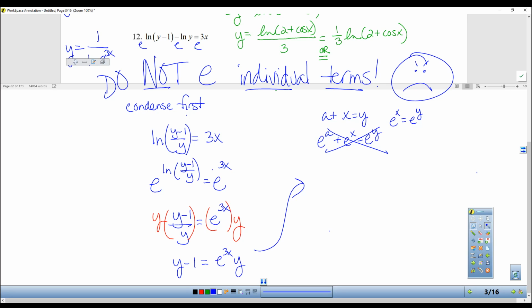Now I'm going to get all the y terms on the same side. Remember, we did this with implicit differentiation, and then we factored out the y. Is this coming back to you? Whenever you have more than one variable that you're trying to get all by itself, put it on the same side and factor it out. 1 over 1 minus e to the 3x.